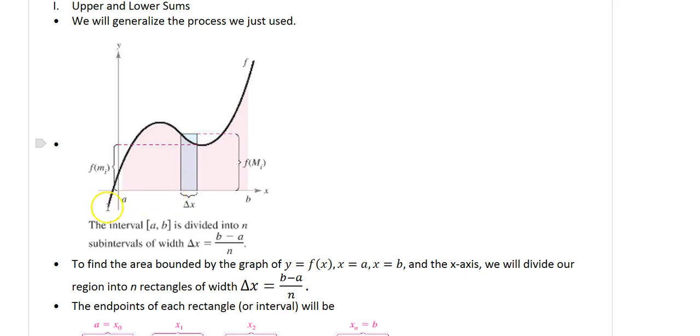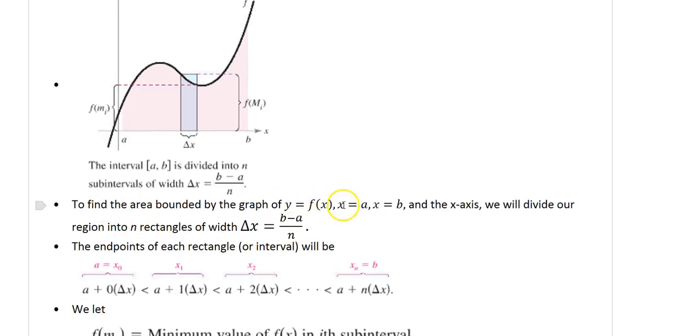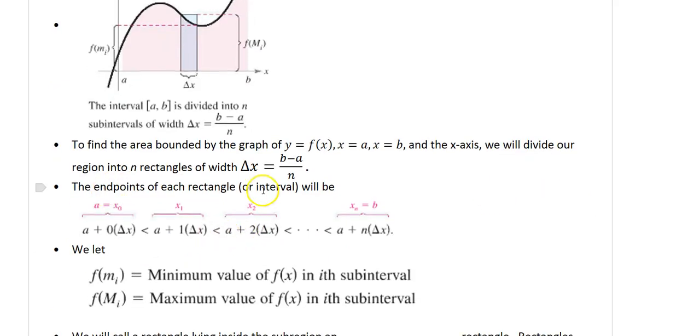So if I've got a curve like this one, sometimes it's increasing, sometimes it's decreasing. We're going to divide it on the interval from a to b, that's what's shaded. We're going to divide that interval into subintervals of width delta x, which will always be b minus a divided by the number of rectangles we want. And to find the area bounded by the graph of the function, x equals a, x equals b, and the x-axis, we get that delta x. The endpoints of each rectangle or interval will be some x of 1 through x of n, and we're going to actually let x of 0 be a.